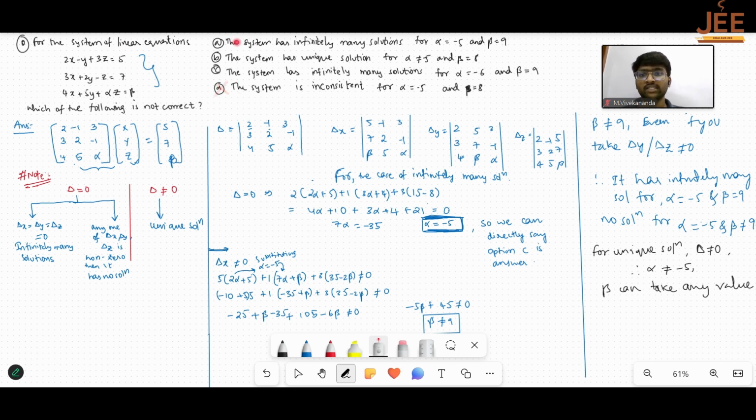Now let's check option A. The system has infinitely many solutions for alpha equals minus 5 and beta equals 9, which is obviously correct. So this is also not our answer. The remaining option says the system has infinitely many solutions for alpha equals minus 6 and beta equals 9, which is wrong. We have infinitely many solutions for alpha equals minus 5 and beta equals 9. So our correct answer is option C. Thank you.